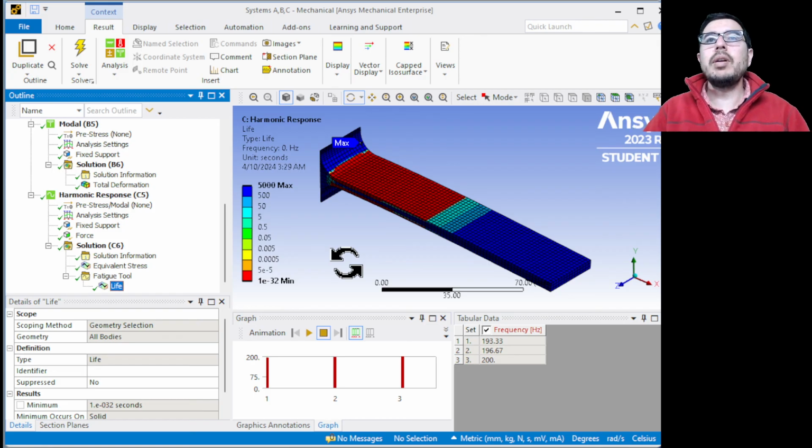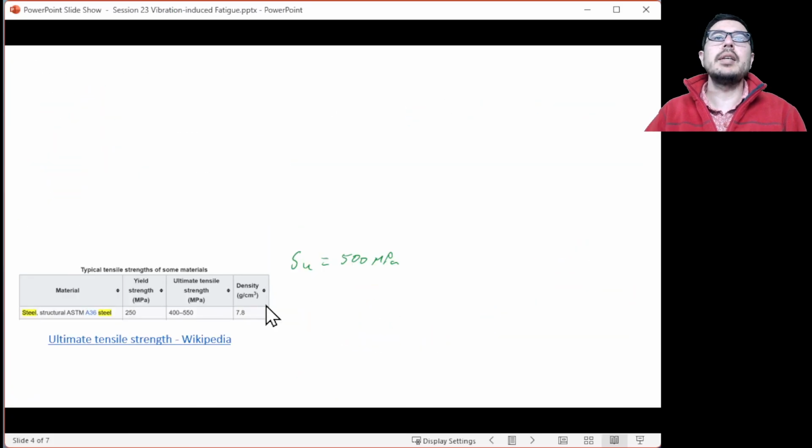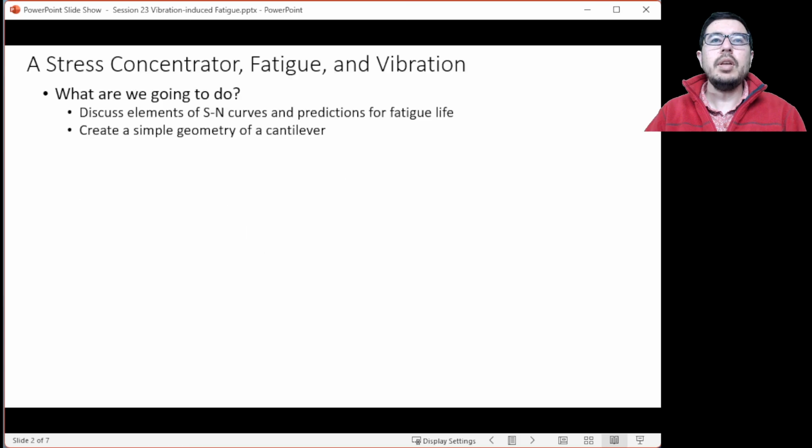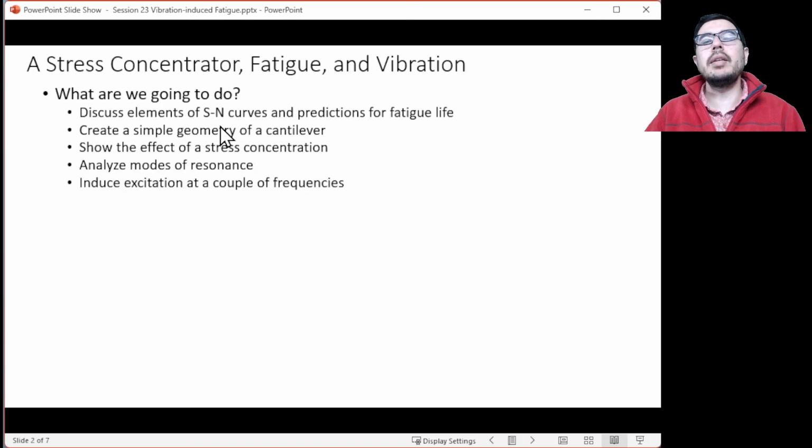So for the final part of the assignment, you want to take a screenshot of something like this at the specified frequency and the specified load. I hope that you've got a little bit more perspective in terms of how we model a cantilever beam, how we look at SN curves and make predictions for fatigue life, how we show the effect of a stress concentration, how we analyze modes of resonance, and how we can then induce vibration at specified frequencies.